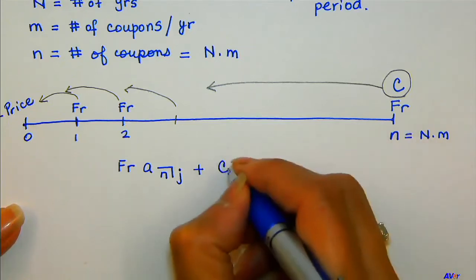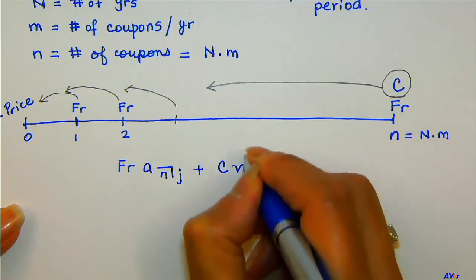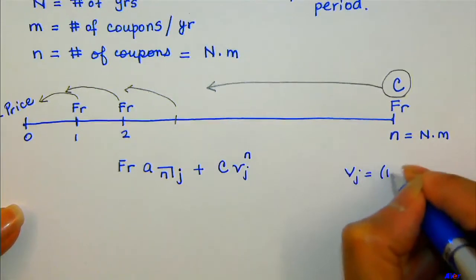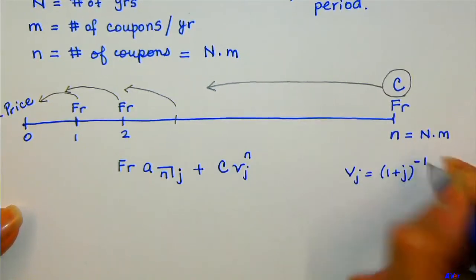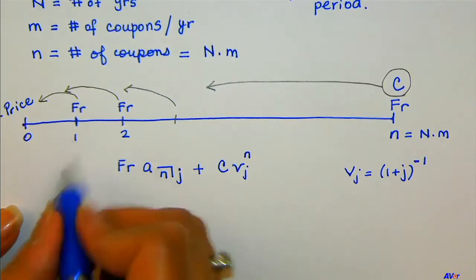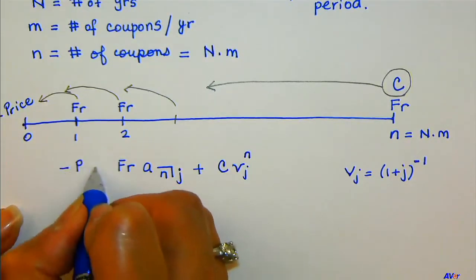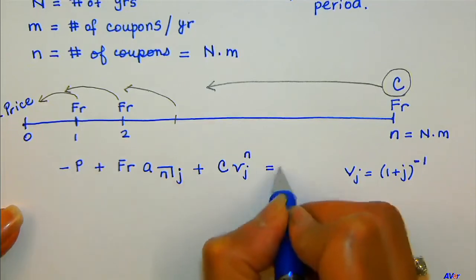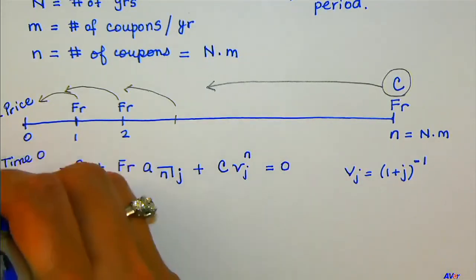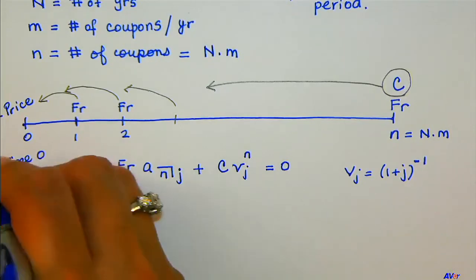Minus N. Right, so C times Vj to the N, where of course Vj is equal to 1 plus J to the minus 1 power. And this minus P plus this equals 0. That's the time zero equation. Does that make sense?